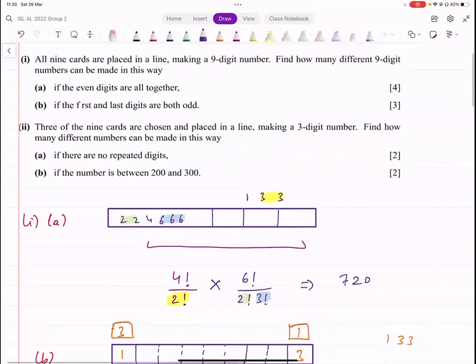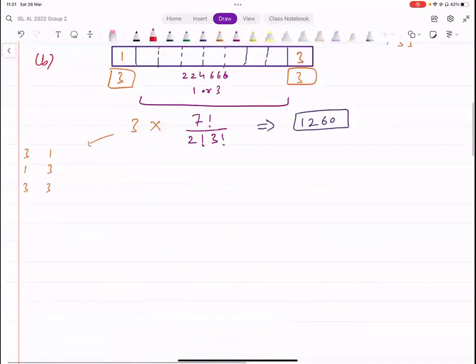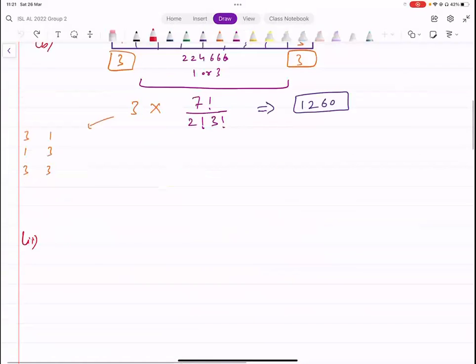3 of the 9 cards are chosen and placed in a line. अब वो जो 9 cards थे उनमें से 3 आपने choose किए हैं. Okay. And they're placed in a line making a 3-digit number. Find how many different numbers can be made in this way, if there are no repeated digits. Part 2 and part A of that.